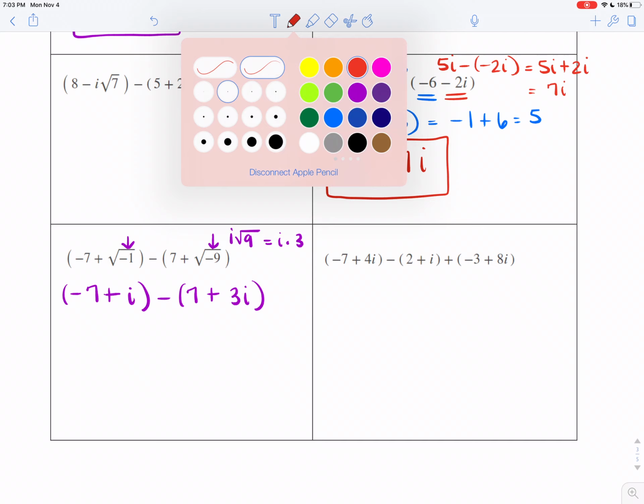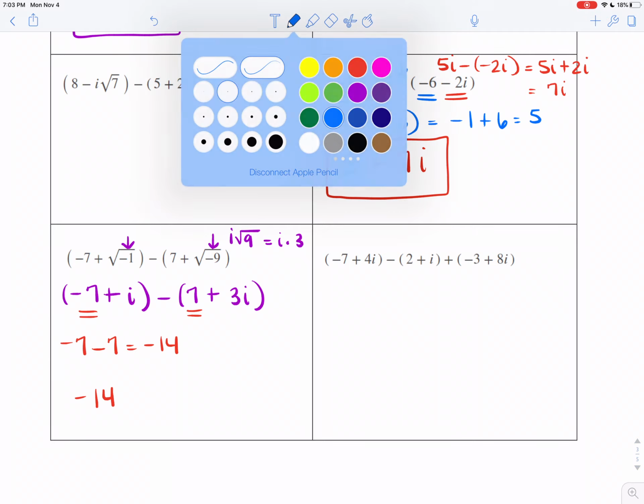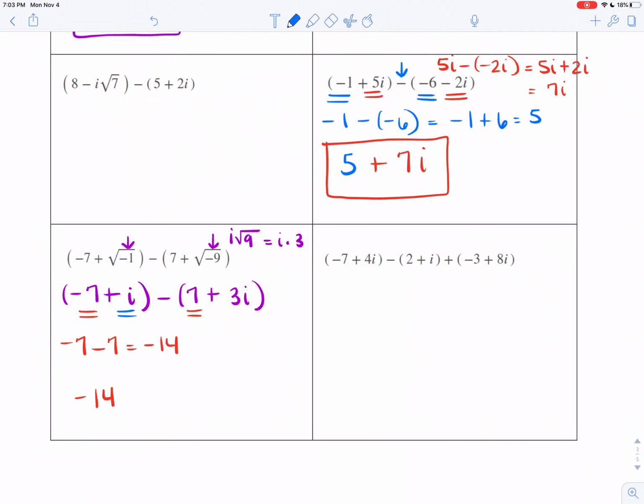And then I'm going to do the same thing. I'm going to take my real parts. This is a difference here, so I'm going to subtract my real parts. -7 minus 7 would be -14. So that's going to be my real part. And then I'm going to take my imaginary parts. That's going to be i minus 3i, which is -2i. And that's going to be my imaginary part here.